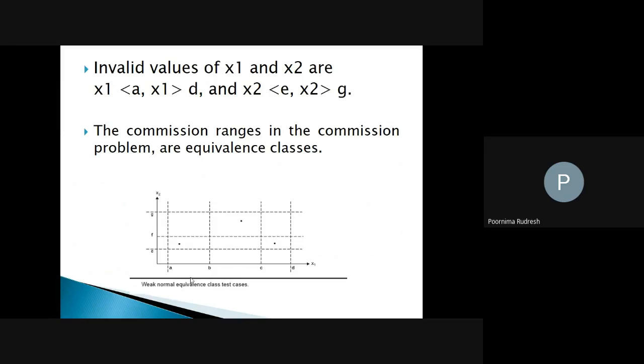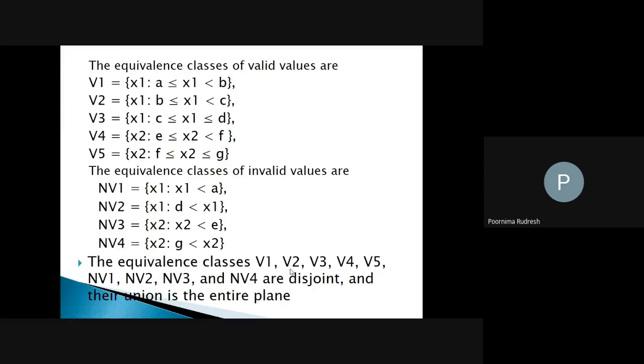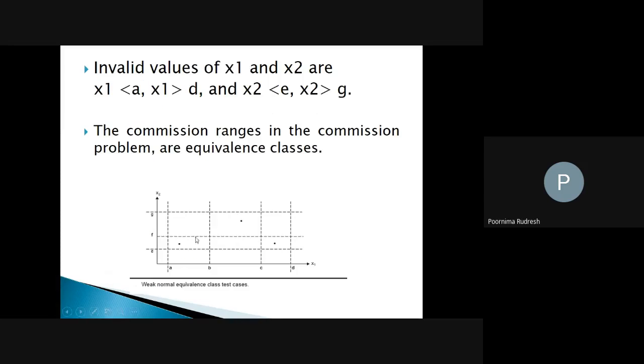See here, one is from a to b, the other is from b to c, and one more is from c to d. All three we are considering as valid input cases, right? So v1 ranges from a to b, v2 ranges from b to c, and v3 ranges from c to d. Similarly, v4 and v5 we are considering for x2.